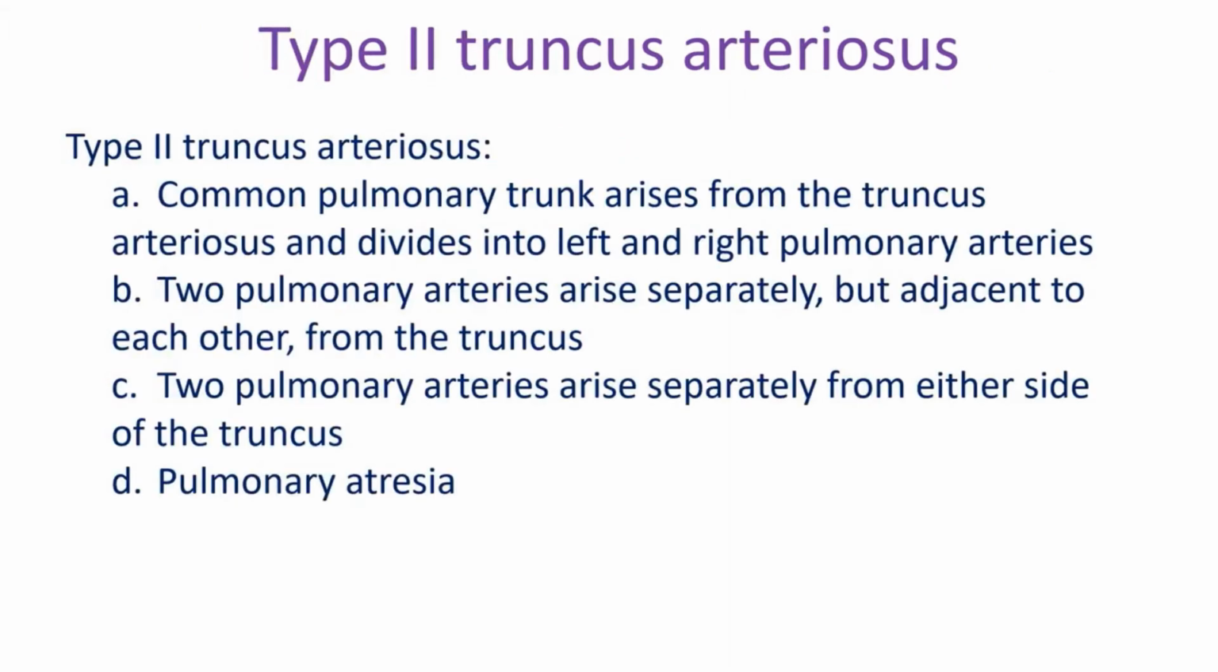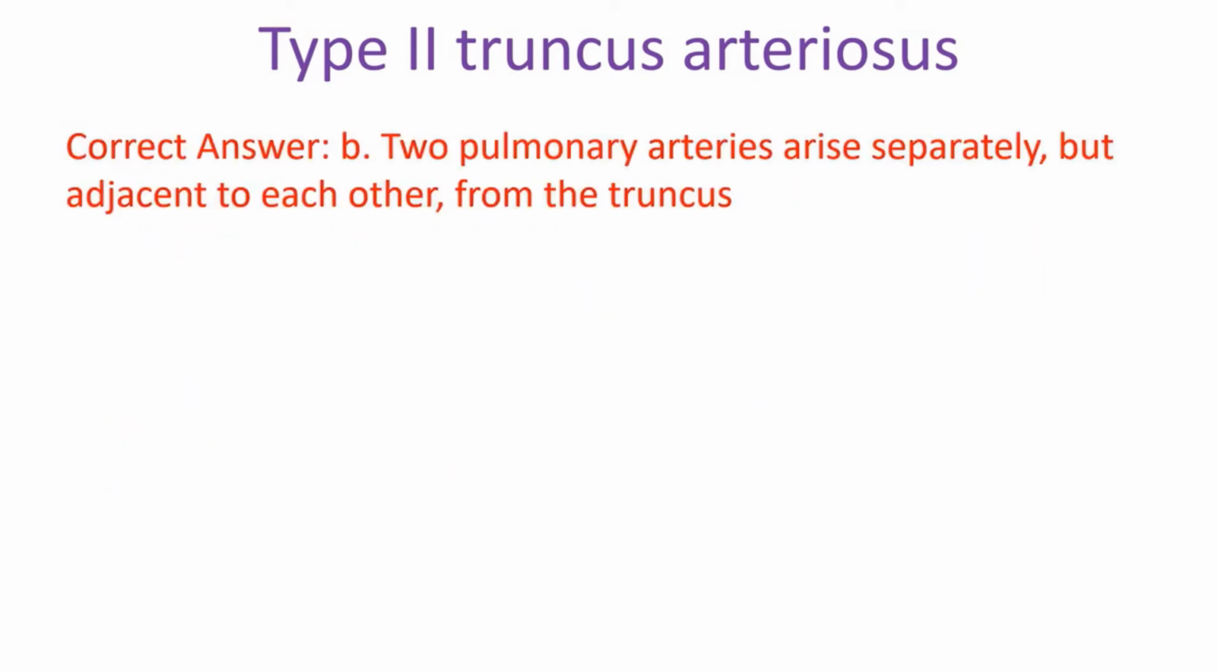Type 2 truncus arteriosus: A. A common pulmonary trunk arises from the truncus arteriosus and divides into left and right pulmonary arteries. B. Two pulmonary arteries arise separately but adjacent to each other from the truncus. C. Two pulmonary arteries arise separately from either side of the truncus. D. Pulmonary atresia. Correct answer: B. Two pulmonary arteries arise separately but adjacent to each other from the truncus.